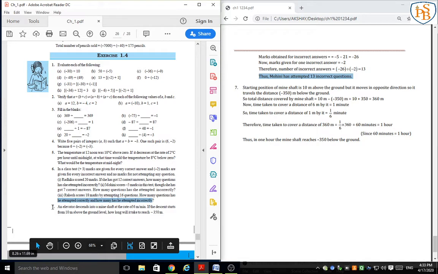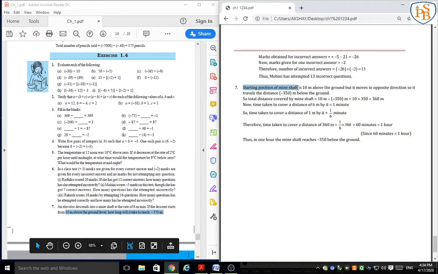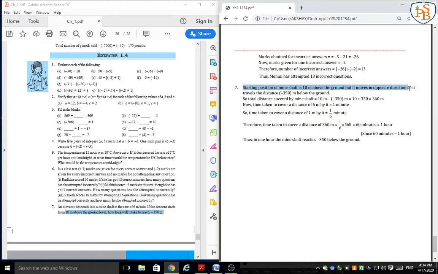Last question of this exercise, question number 7. An elevator descends into a mine's shaft at the rate of 6 meter per minute. If the descent starts from 10 meter above the ground level, how long will it take to reach negative 350 meter? Look at here carefully. Starting position of the mine shaft is 10 meter above the ground, but it moves in opposite direction, so it travels the distance negative 350 meter below the ground.